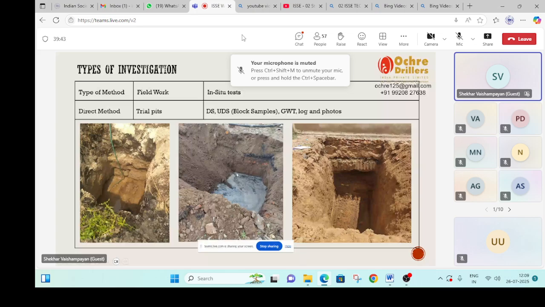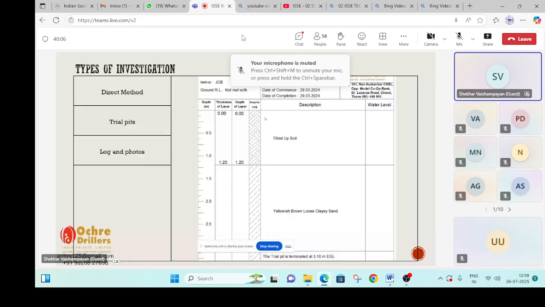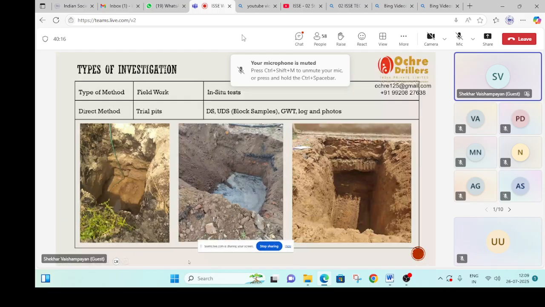In the third one, we can see a very small thickness of filled-up material up to this point, followed by natural clay sand soil, and there is no rock here, and no water table either. These three different types of trial pits are deliberately shown for you. The third trial pit we have depicted in the trial pit log: up to 1.2 meter we have filled-up soil, followed by yellowish brown loose clay sand. So this is a presentation, and the earlier one is the actual trial pit photographs. Both are normally presented in the report.